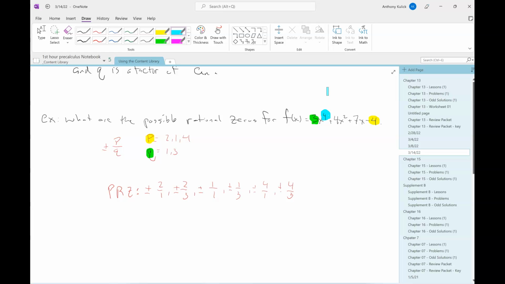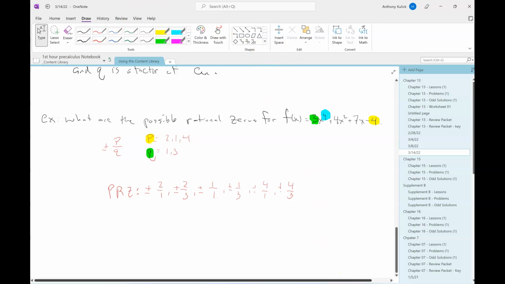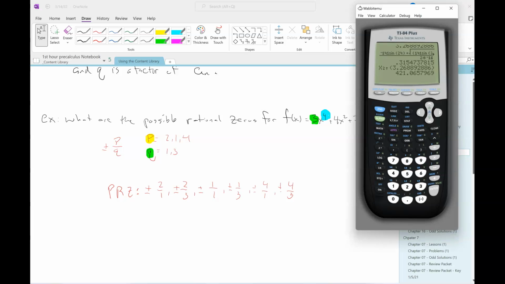Now, I will tell you, back in my day when I was a student, this was a tedious process. It has gotten much easier for you as students. Yeah, the calculator is going to do us an enormous favor here. Now, we certainly had calculators when I was a high school student, but everybody didn't have a graphing calculator, which makes a world of difference here.